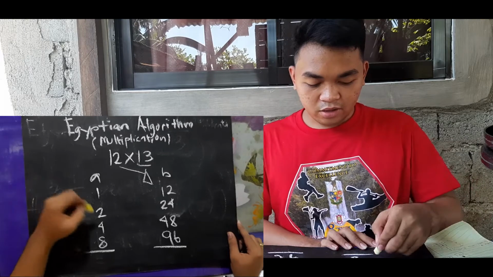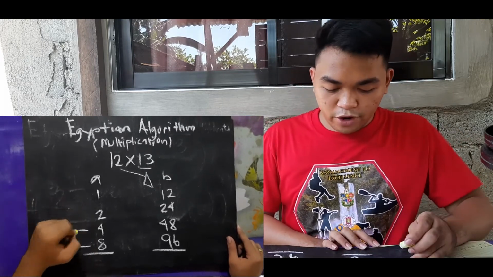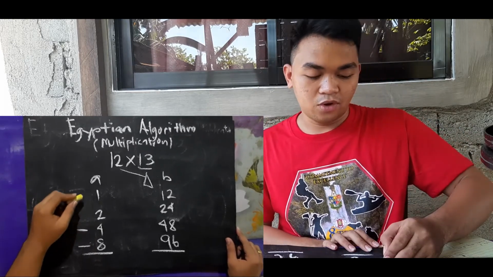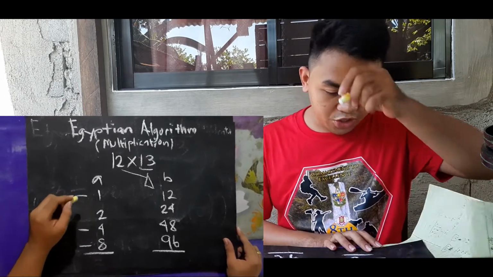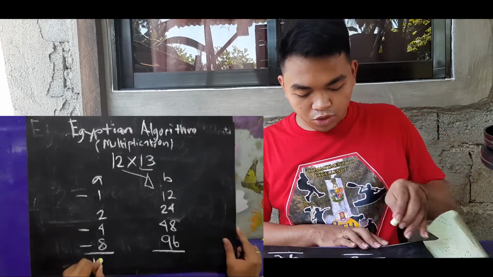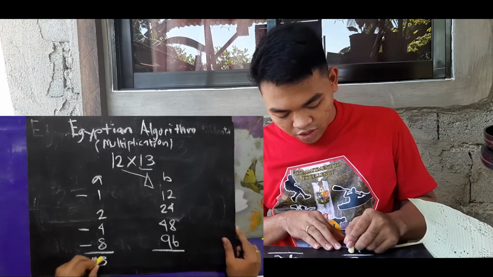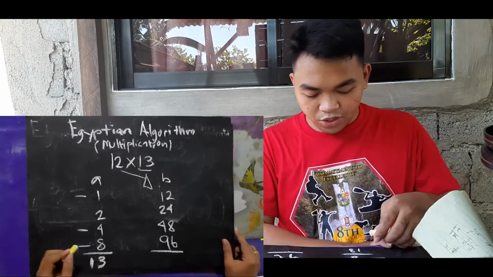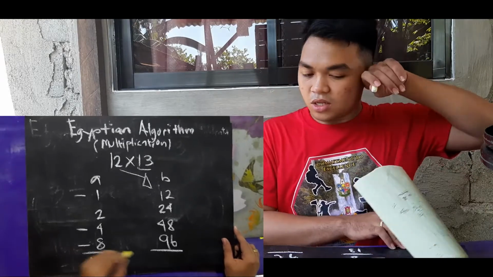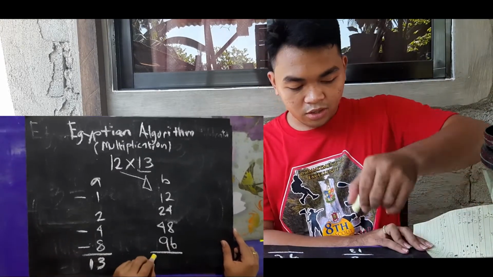So 8 plus 4 is 12. Okay. Then 12 plus 1 is 13. So we should put this 13. So now we get the correct line and the correct answer, 13, in this column A. In this column B, we should proceed with what we choose.